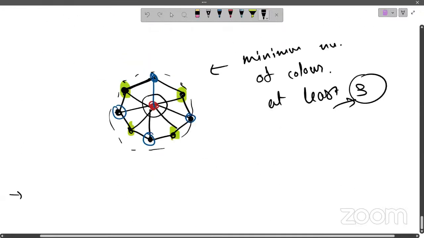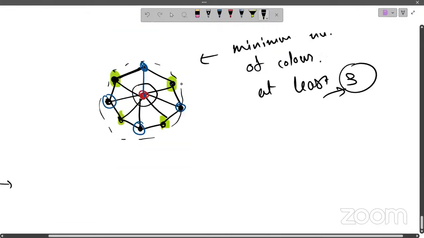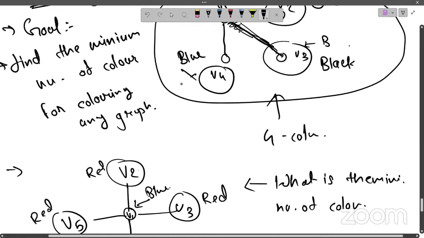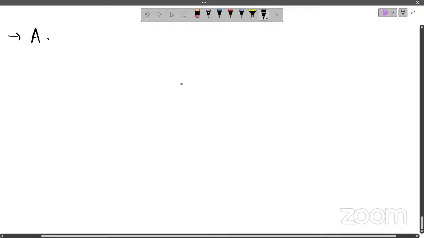If two vertices are not related, not adjacent, you can use the same color for both of the vertices. So now we go for the main topic, adjacency matrices.